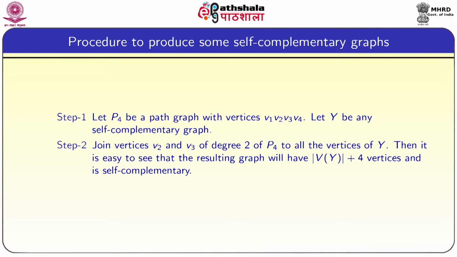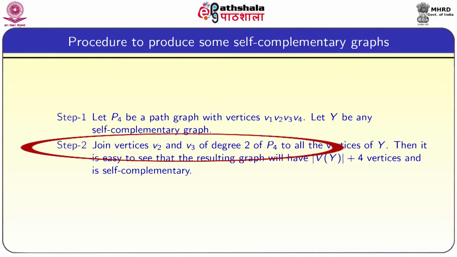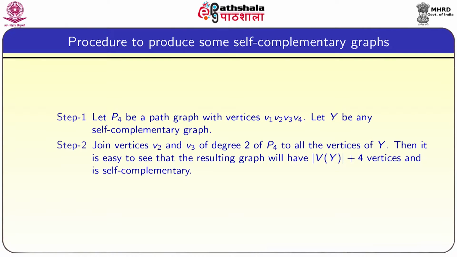Now, in step 2 what we have to do is join the vertices V2 and V3 of degree 2 of the path graph P4 to all the vertices of Y. Then it is easy to see that the resulting graph will have modulus of V of Y plus 4 vertices and is self-complementary. So, one has to check that the resulting graph is a self-complementary graph.